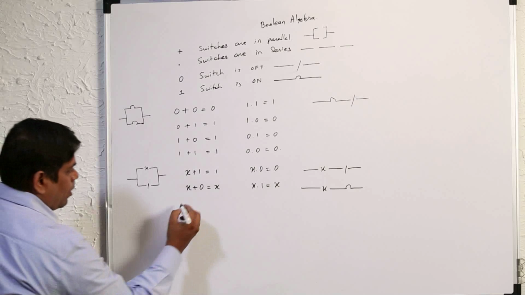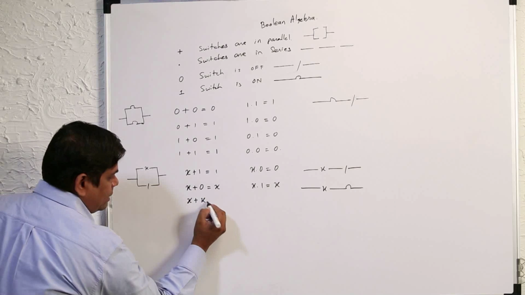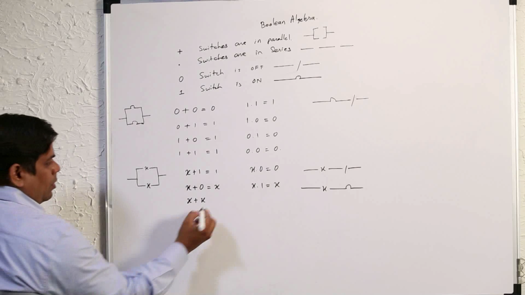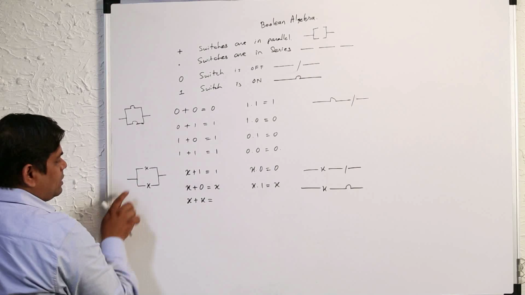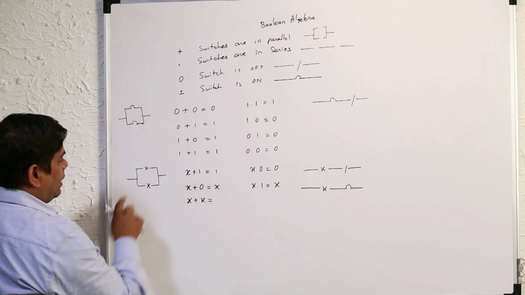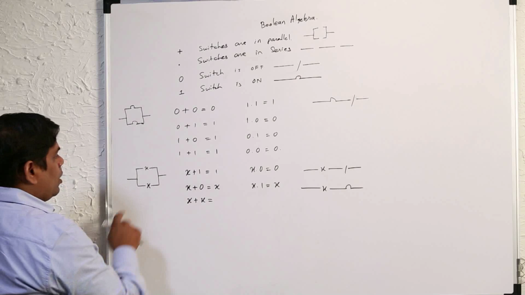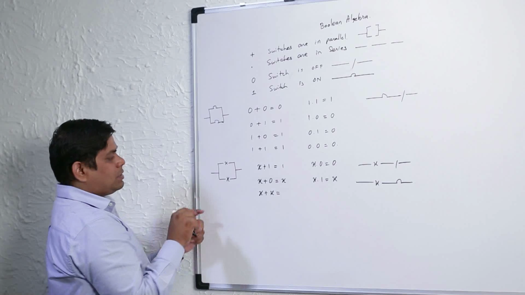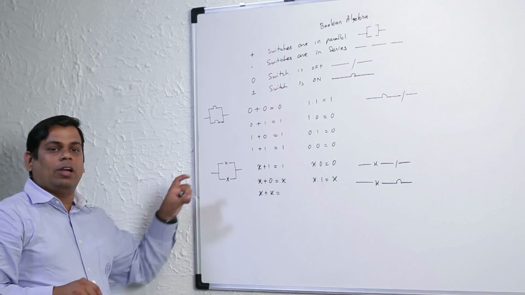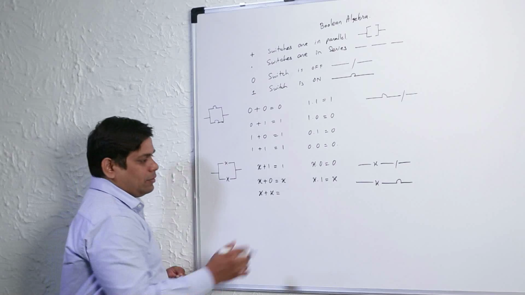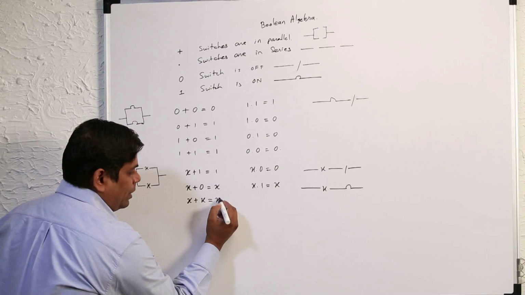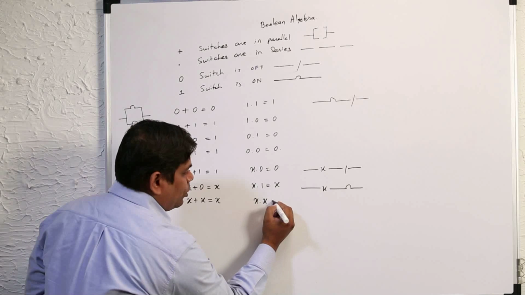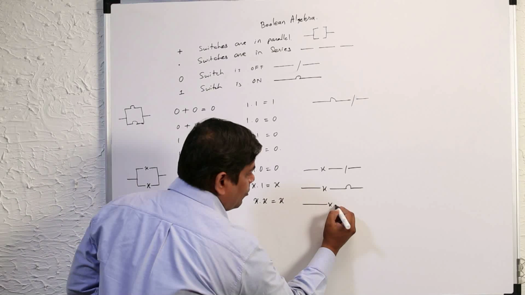Now let us see x plus x. That means there are two similar switches connected in parallel. That means if this is on, this also will be on. This is off, this also will be off. That means it will let current pass or not depends on the state of x itself. So this x plus x is going to be x. Similarly, x dot x is going to be x. The figure will look like this.